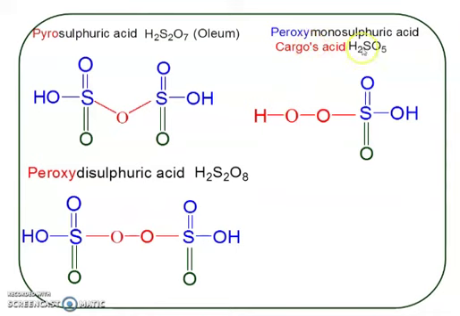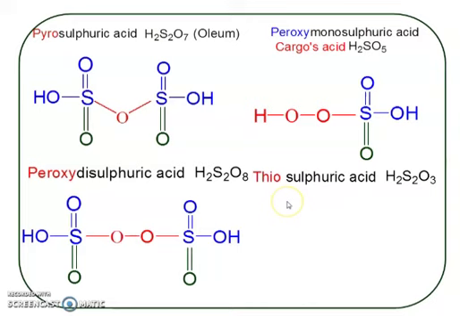In peroxy monosulfuric acid and disulfuric acid, the difference is, actually in both cases there is a peroxy linkage, but in disulfuric acid 2 such units are joined to each other. Okay, 2 monosulfuric acid units are joined and we get the peroxy disulfuric acid.